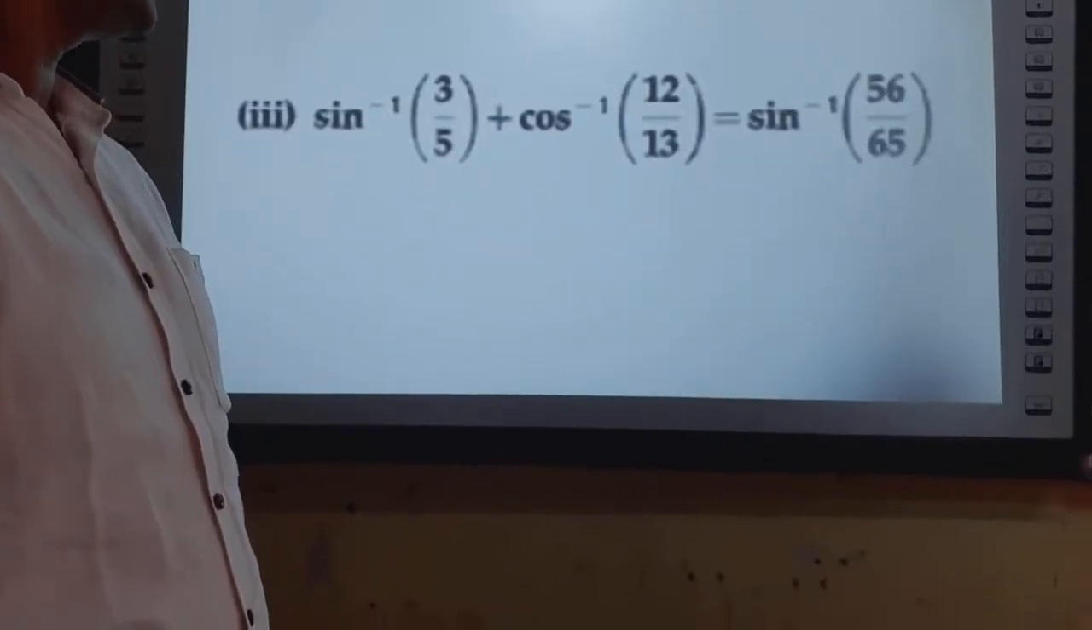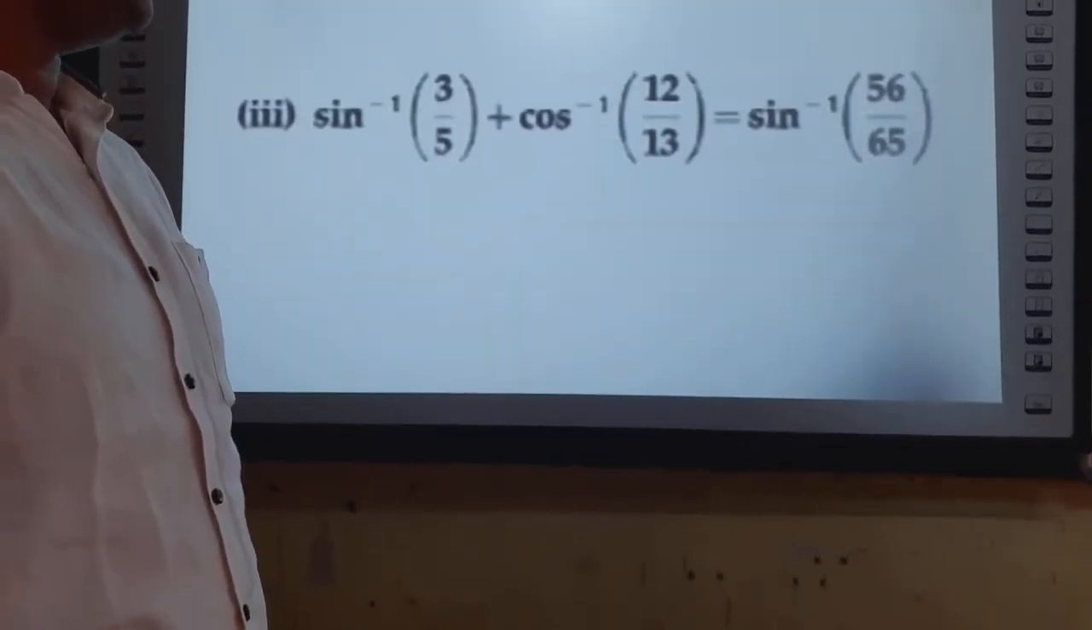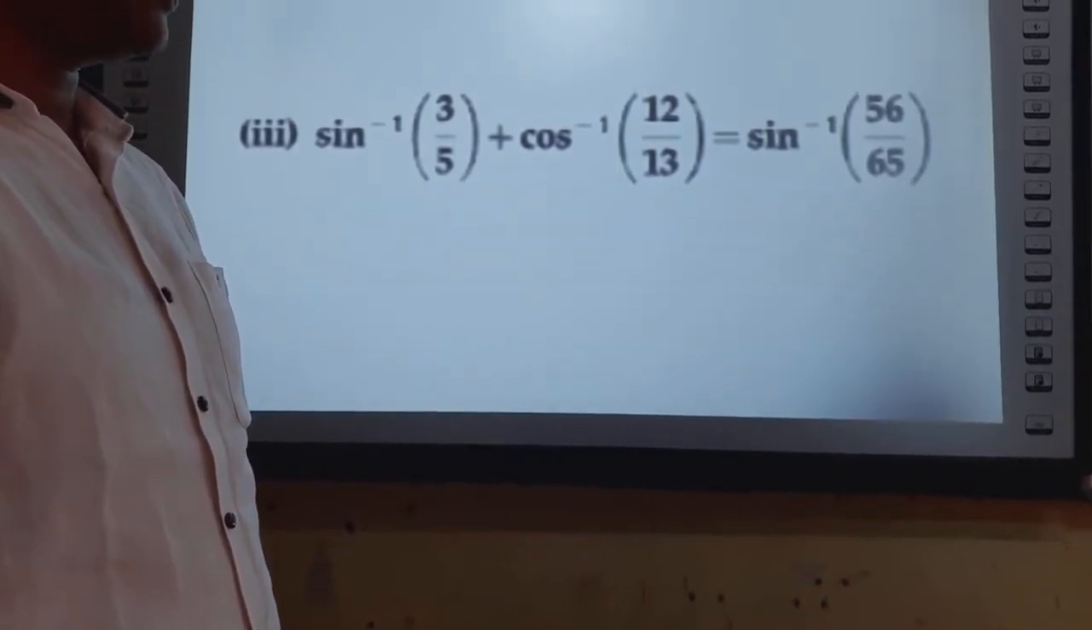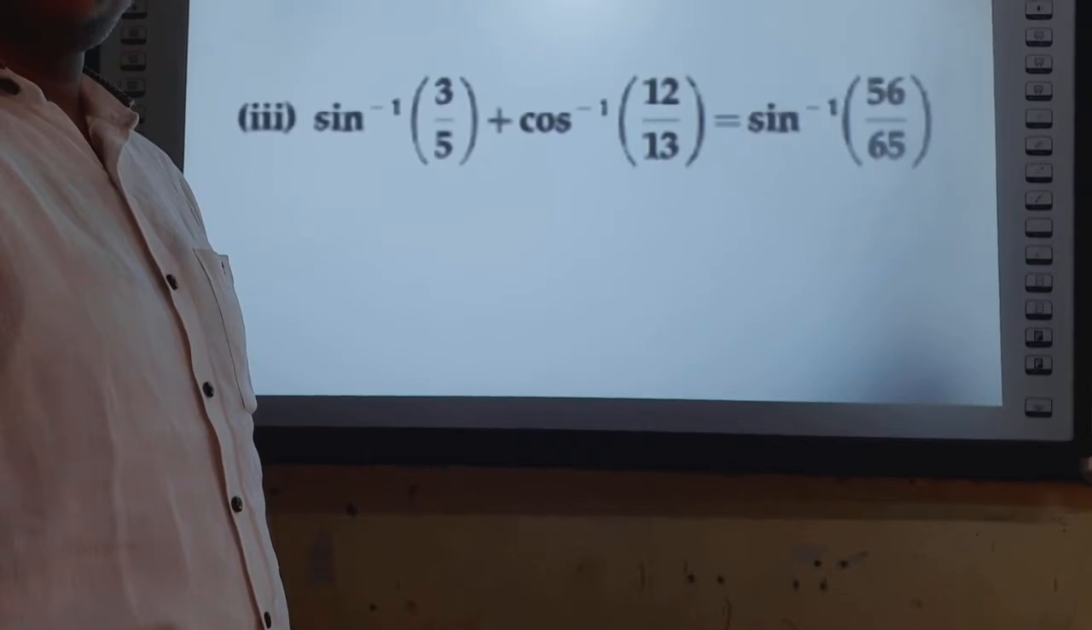Next question is sin inverse of 3 by 5 plus cos inverse of 12 by 13 equals sin inverse of 56 by 65.